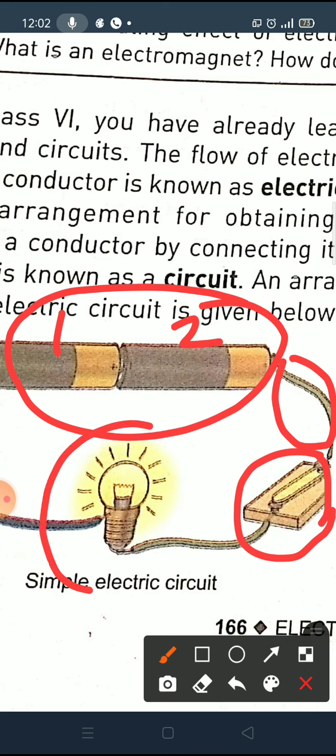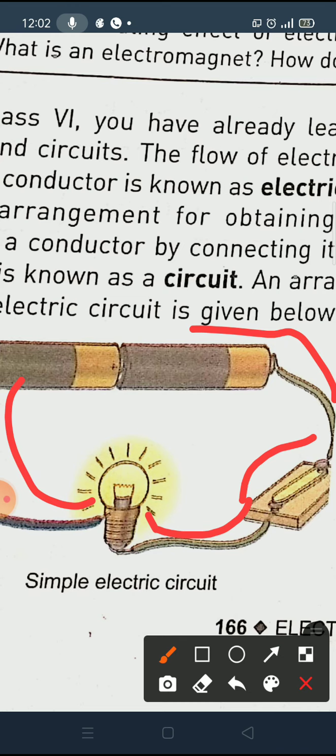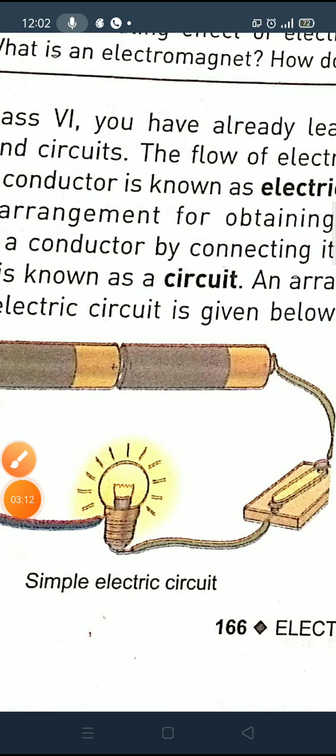And this is bulb. So when this path is complete, this wire attaches to the cell, then it attaches to the key or switch, then to the bulb, and this wire completes and attaches again to the cell. So this complete path is called a circuit. Understood? It is called the electric circuit. So I think you understood about the electric circuit.